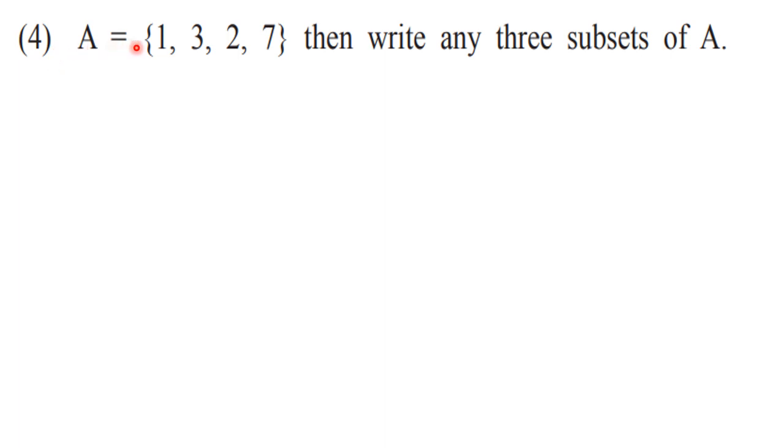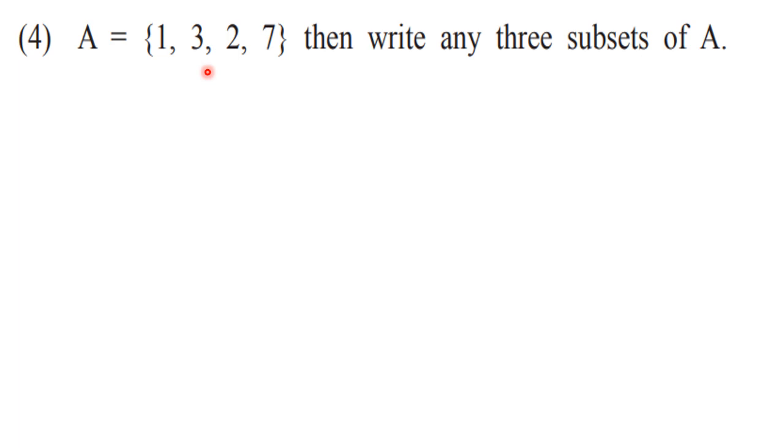A is a set where you have 4 elements 1, 3, 2 and 7. And they have told you that write any 3 subsets of A. Any 3 subsets of A you have to write. But maximum how many subsets you can write here? If you can recall, when I taught you subsets, that time I told you that you count the number of elements. Now here the number of elements are 1, 2, 3 and 4. And then 2 to the power of number of elements means 2 raised to 4. That many subsets we can write down here.